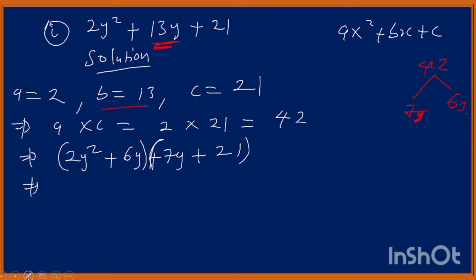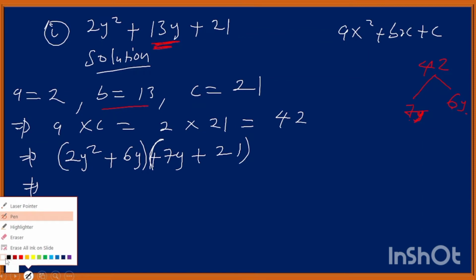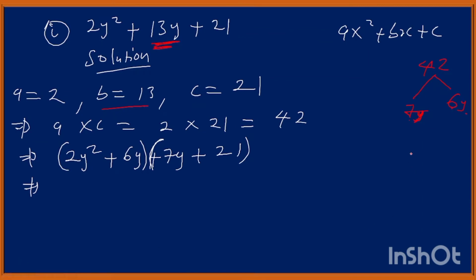Let me explain this a bit, because some persons won't really get that. So this is 2y squared plus 6y, and I want to factorize it. The first question you ask yourself is: what is common? Common means what particular number or term that 2y squared can divide by without any remainder, and 6y can also divide by without any remainder.